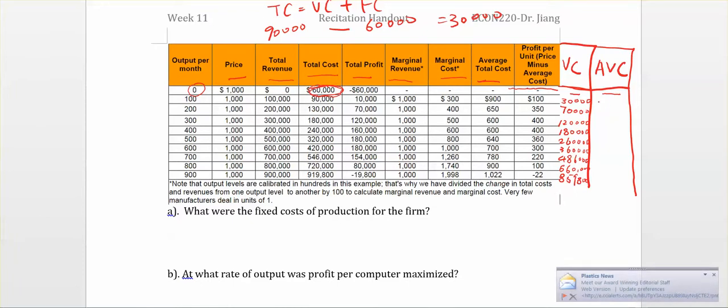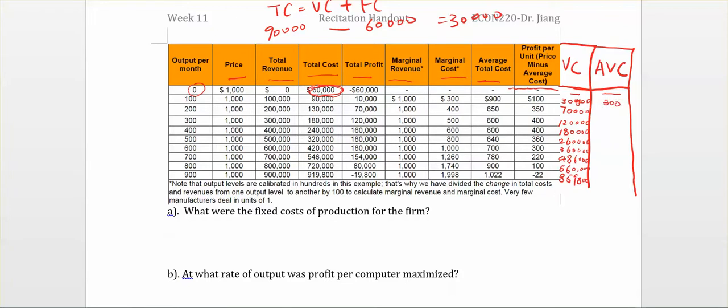How about our average variable cost? Average variable cost equals the variable cost divided by the output. So when we have variable cost equal to $30,000, and the total output is 100, we use $30,000 divided by 100, and we get 300. So our average variable cost is 300.